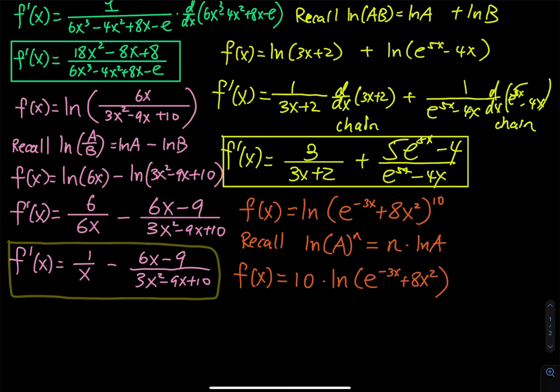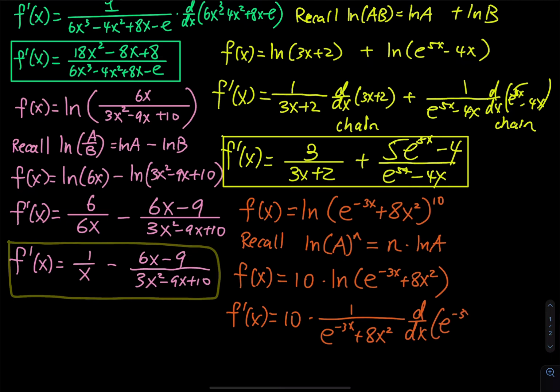Now, when you take the derivative, all you have to do is take care of the Ln. So f prime of x equals 10, and then the Ln is always 1 over, right, e to the negative 3x plus 8x squared, by chain rule. We have to take the derivative of the e and the 8x squared.